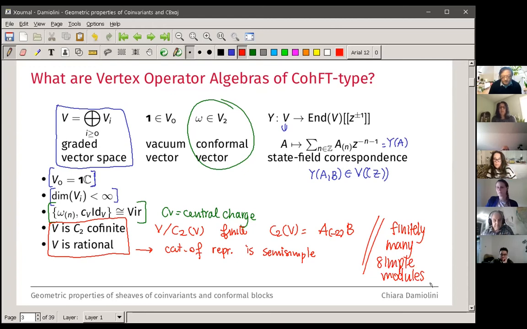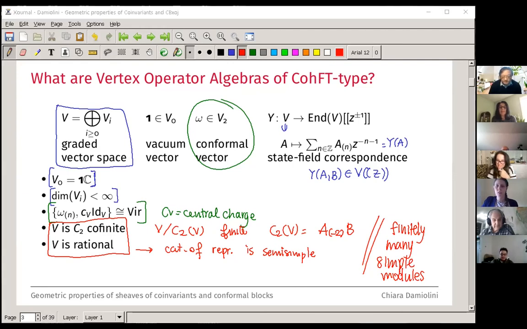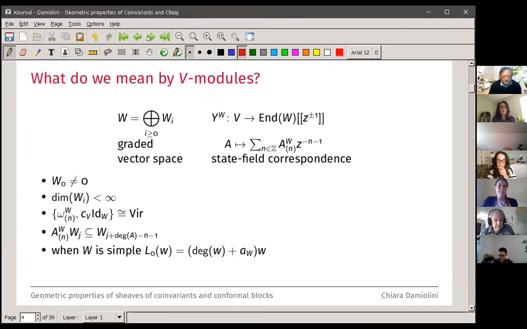Now, I have said modules, but I didn't say what I mean by modules. And I think in general, there are different definitions of modules. So let me now try to set up the notation for what I mean by modules, unless there are questions at the moment. Okay, so what do I mean by modules?